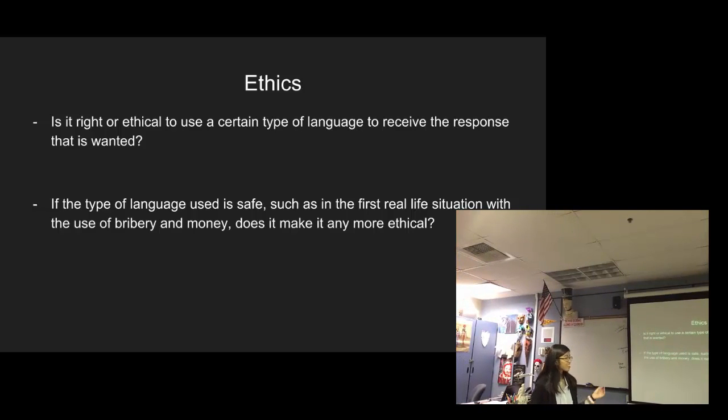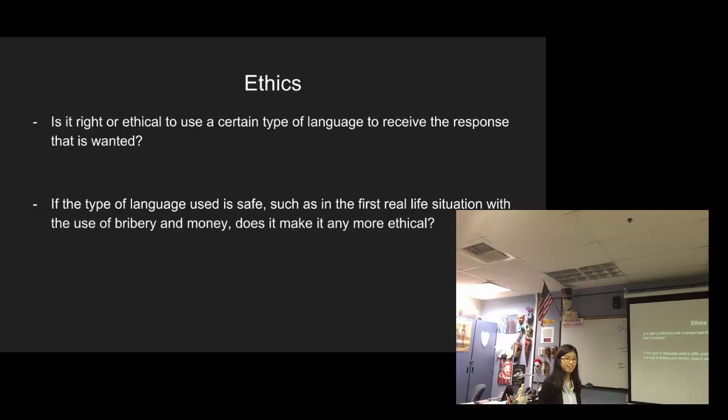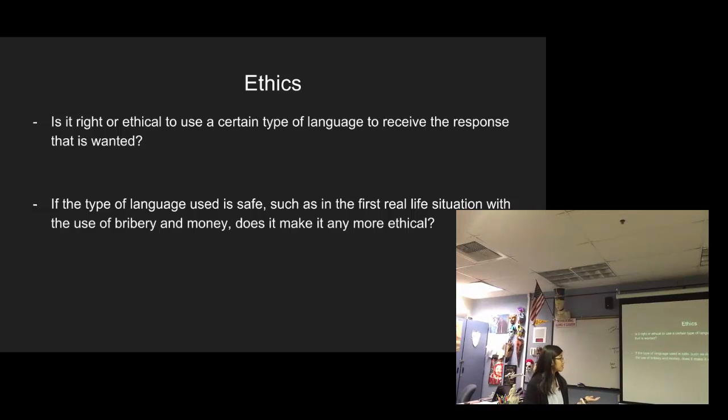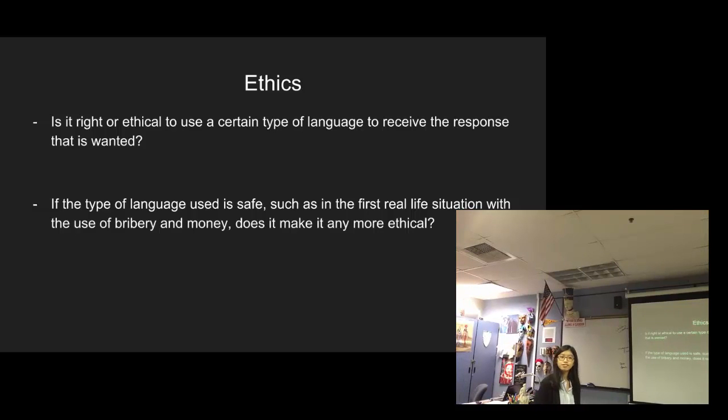So the ethical problem in our two real life situations is that the two politicians were basically controlling what they wanted in the situation. Based off of that, if the type of language used is safe, like in the first real life situation with the use of bribery and money, does it make it any more ethical compared to where Hitler used threats or signs of violence?